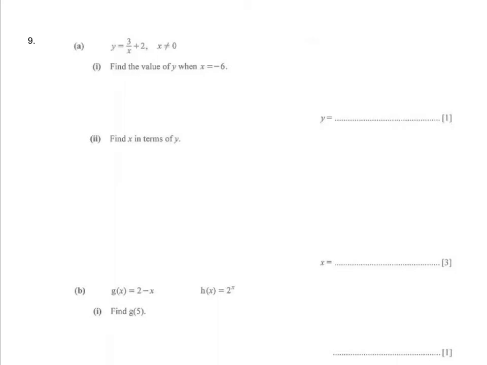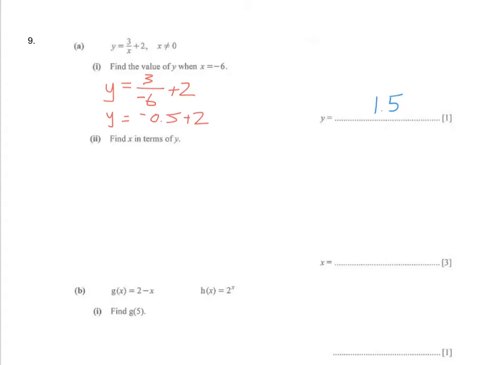I just need to substitute in x equals -6. There's only 1 mark available for it, but just for our sake I'm going to write it in like that. 3 over -6, well, 3 over 6 is a half, so it's going to be -1/2, so y is equal to negative 0.5 plus 2, which is positive 1.5 or 3 over 2.